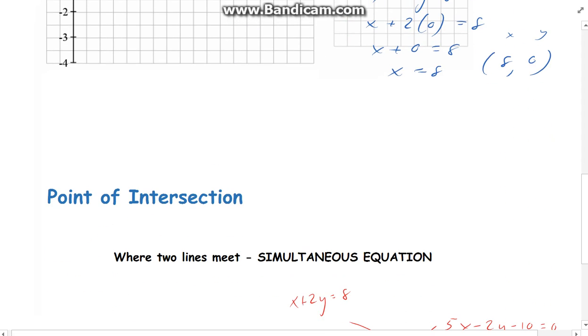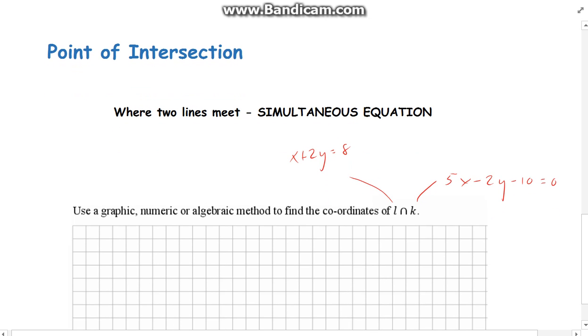If we look at point of intersection, what does point of intersection mean? It means where two lines meet. And anytime, we should know off by heart, where two lines meet, cross, intersect, you need to do a simultaneous equation.